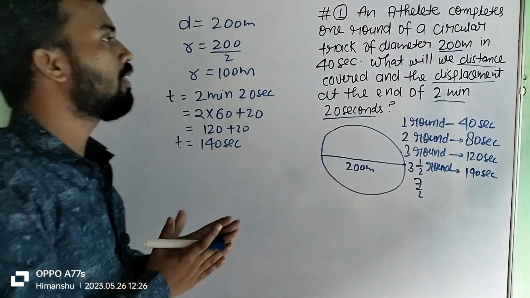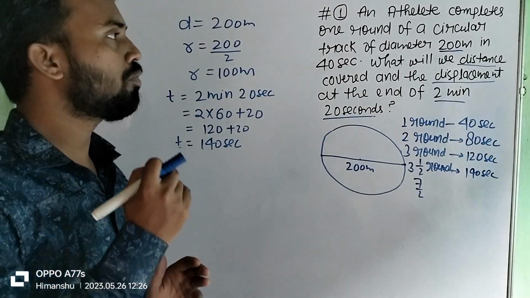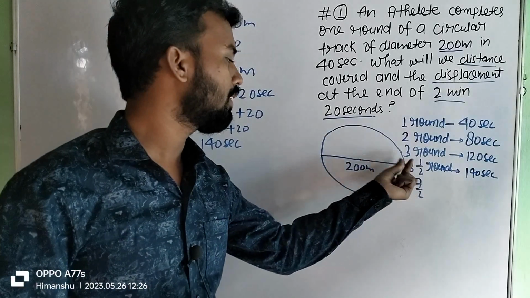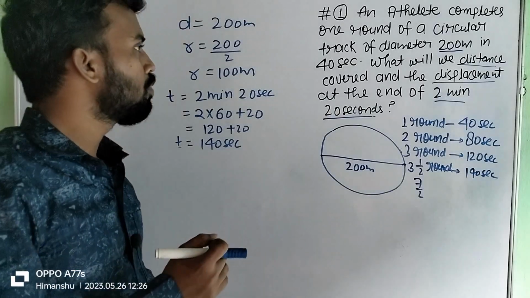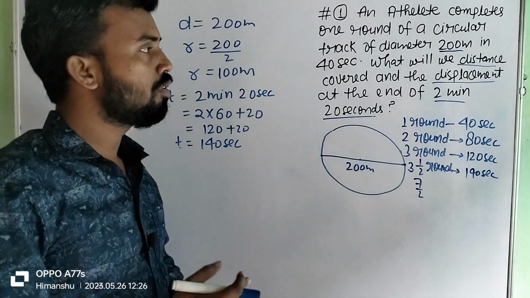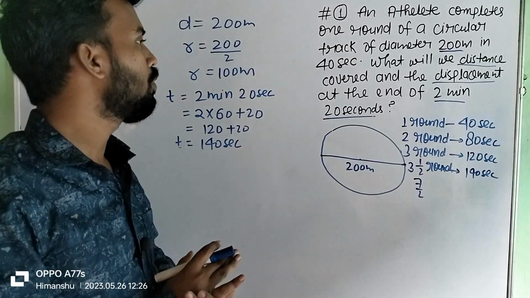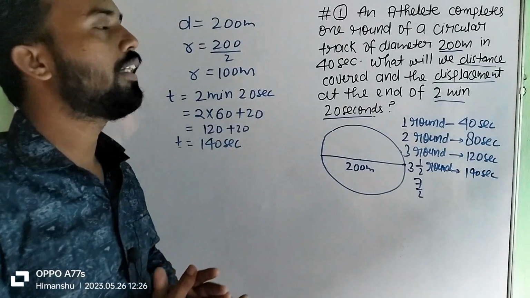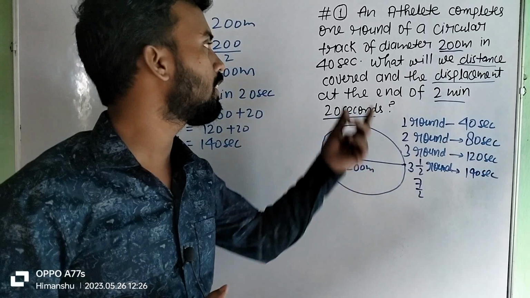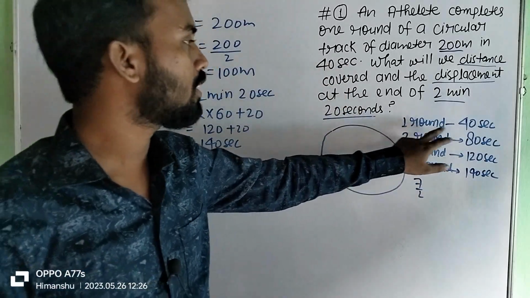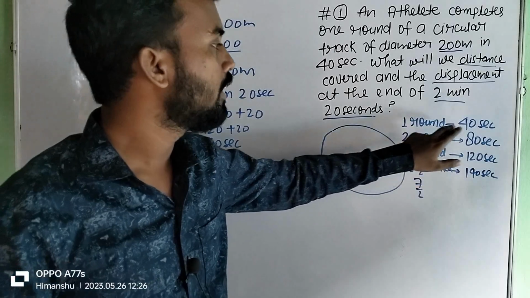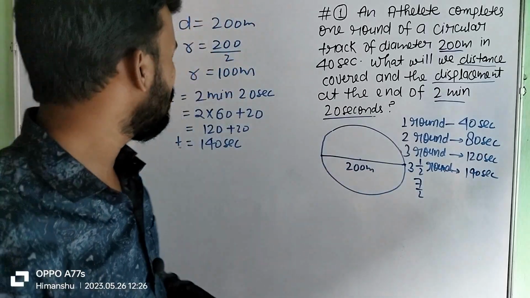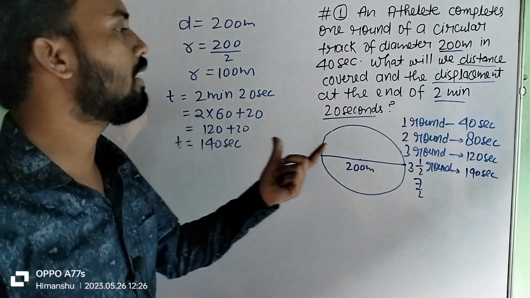Now for calculating distance and displacement, we have to take any one point as a starting point. So let us consider that this point is our starting point, and now to calculate displacement we have to find the final point. So we will see how many rounds will be completed at the end of 140 seconds. It is given in our question that one round is completed in 40 seconds, so two rounds will be completed in 80 seconds. In this way, three rounds will be completed in 120 seconds. Now the total time interval is 140 seconds, and here we are getting 120 seconds.